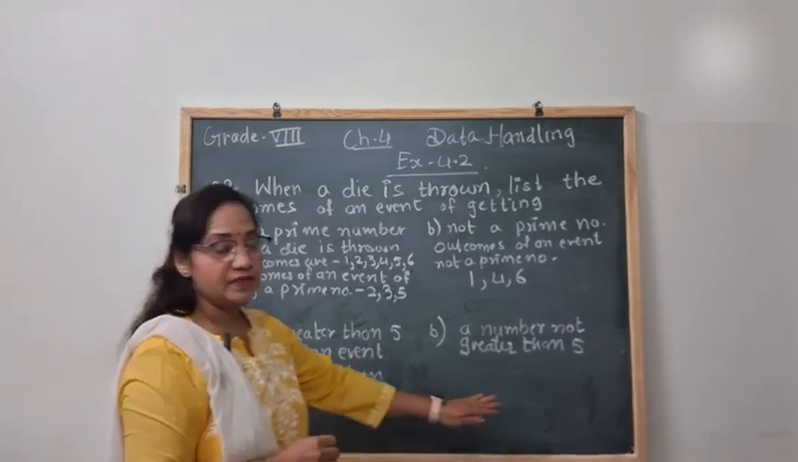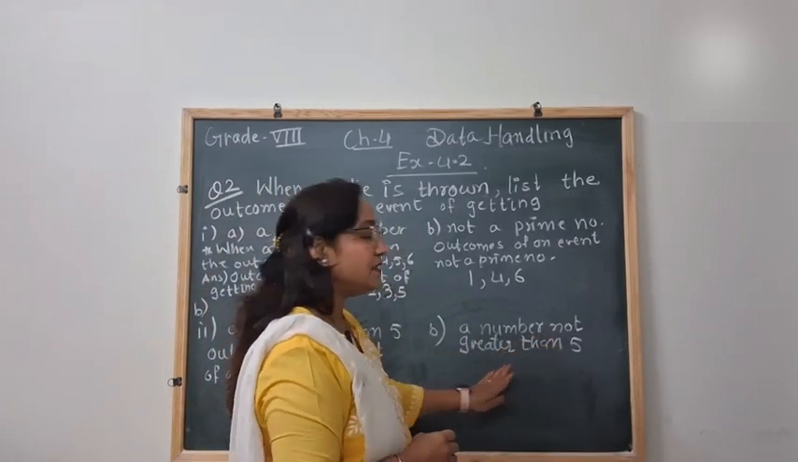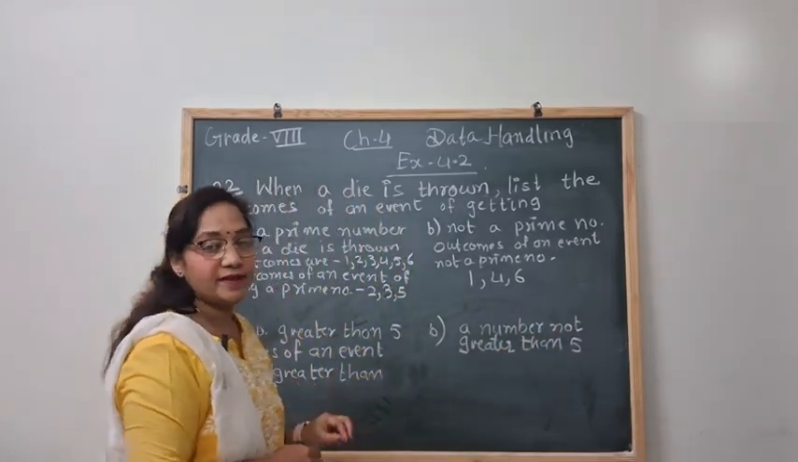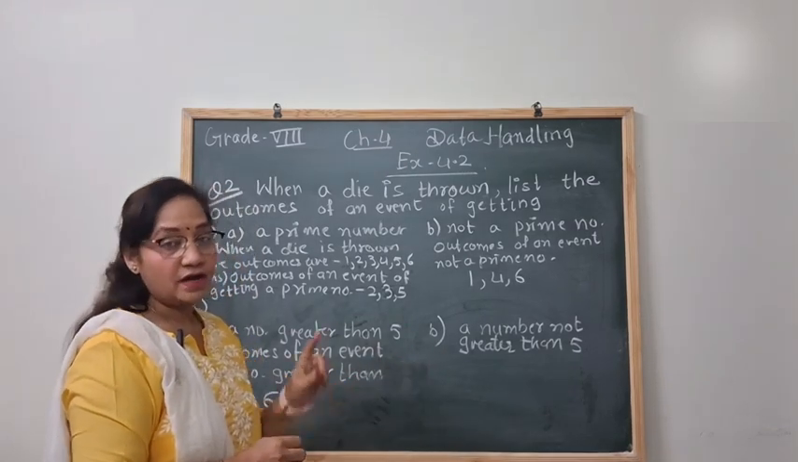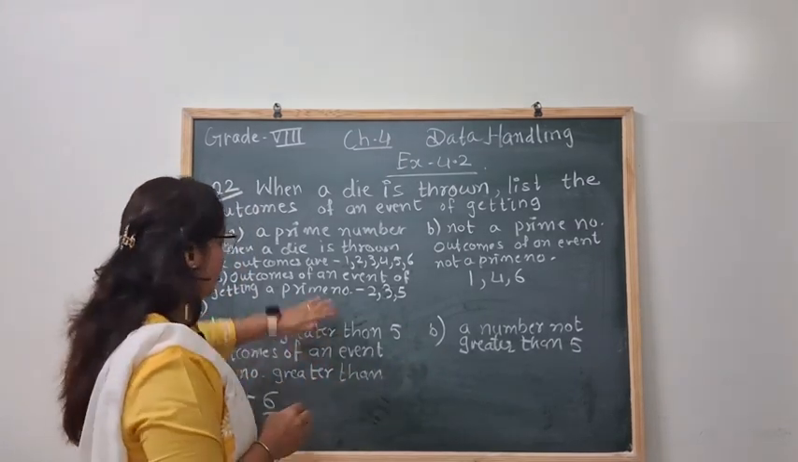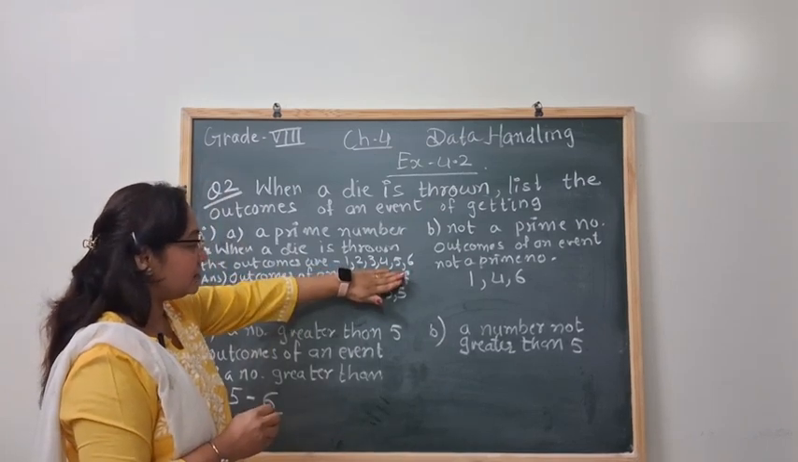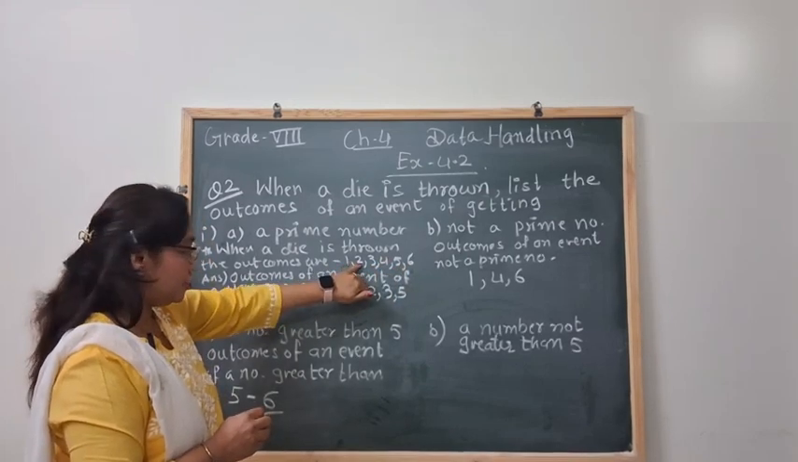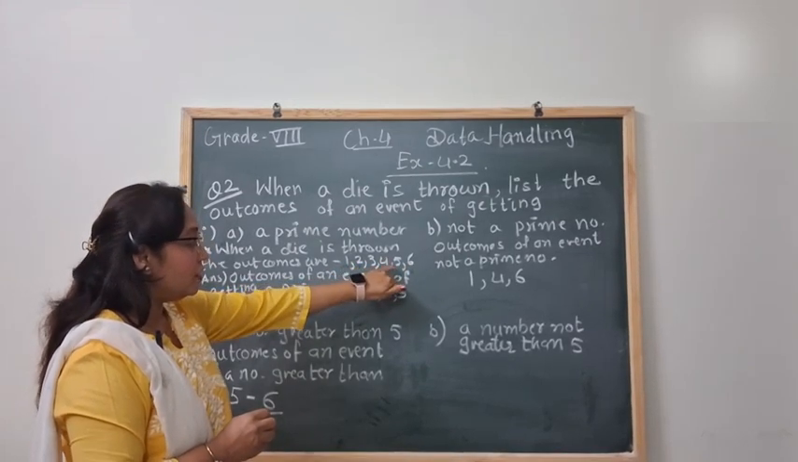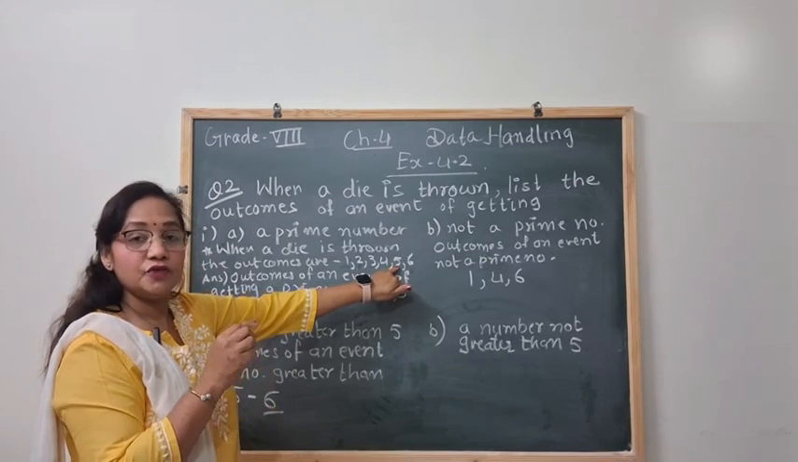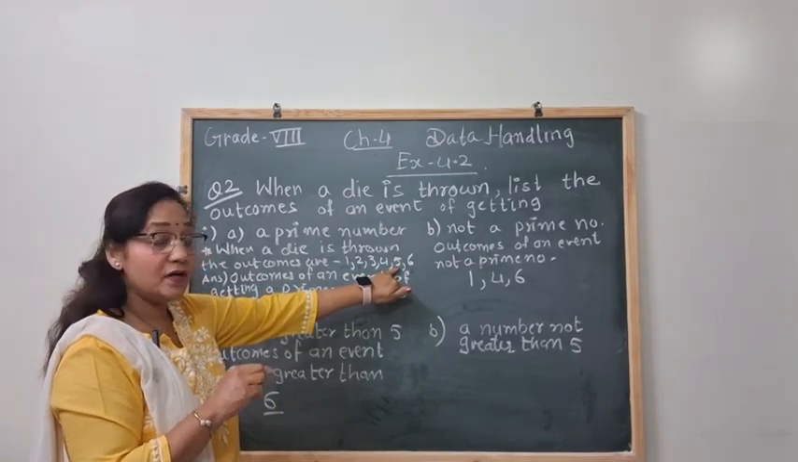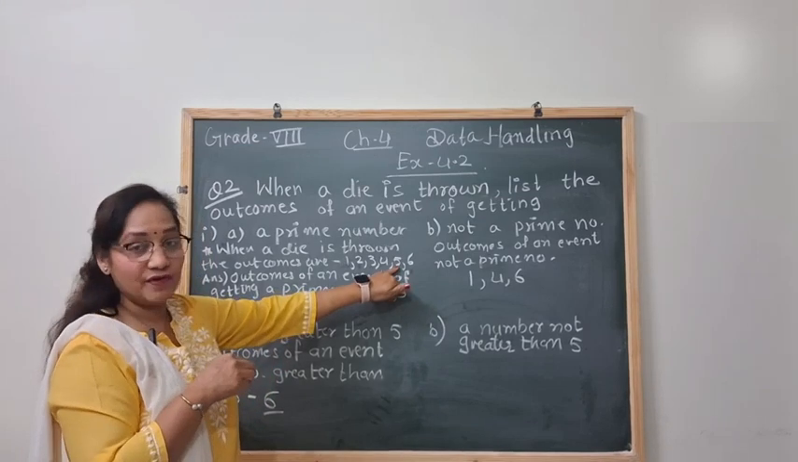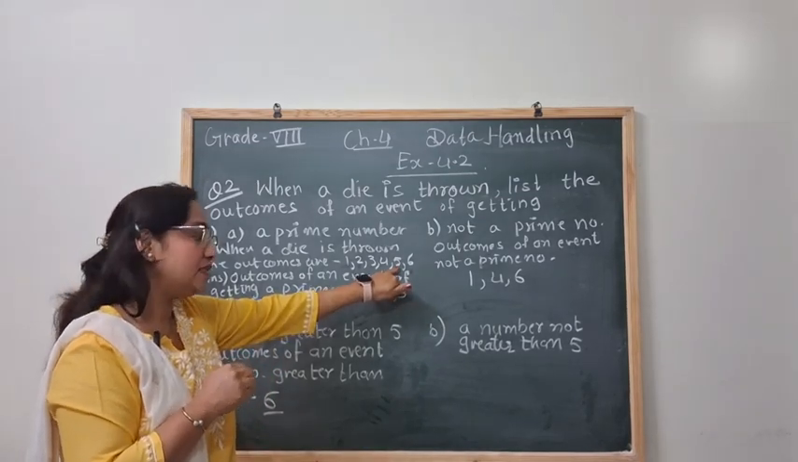Now what is our event here? A number not greater than 5. So you have to find the outcomes of this event. If you look at the numbers which you get on the dice, the numbers which are not greater than 5 are 1, 2, 3, 4, 5. Will you include 5? Yes, you will, because they are telling number not greater than 5. Equal to we can take. 5 is equal to 5. So we can take 5 here.